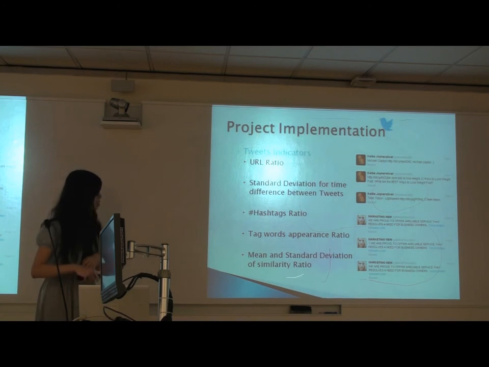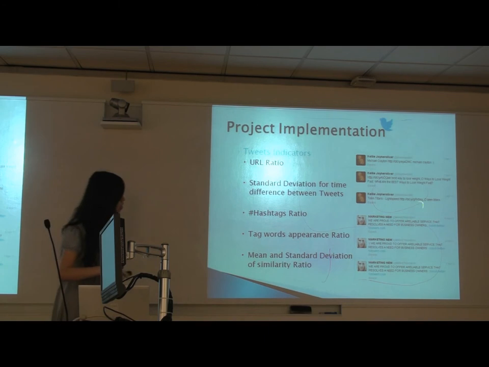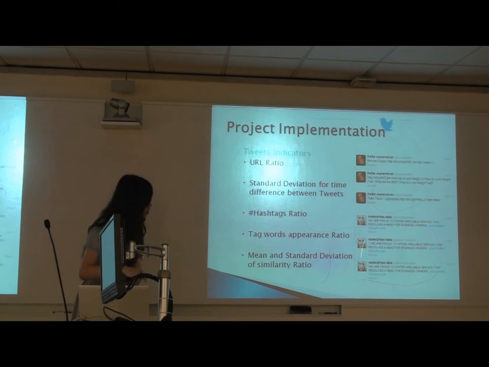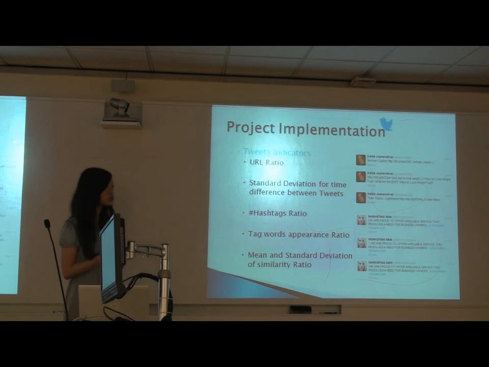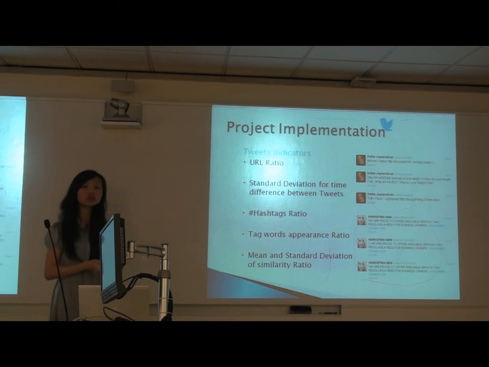Another will be similarity ratio. You can see these three spam messages are very close to each other in terms of sentence structure. However, a normal user or legitimate user does not use the same expression over and over again. So by analyzing the similarity between tweets, we can also get a hint whether this account belongs to a spammer or not.